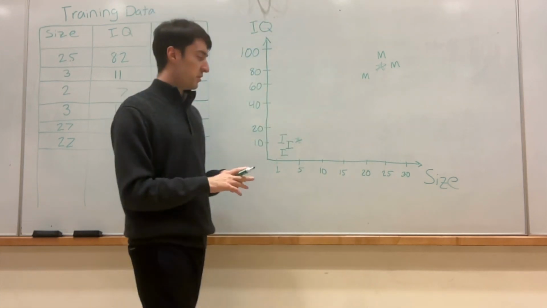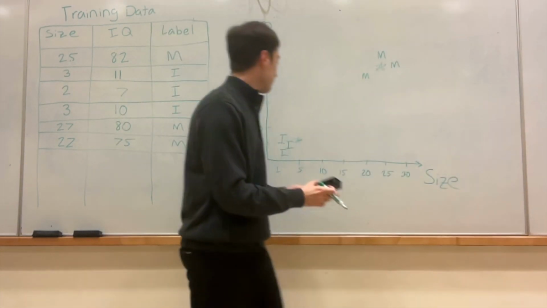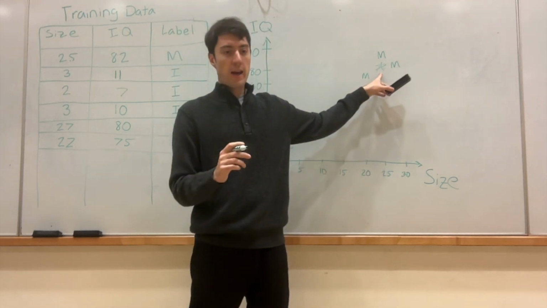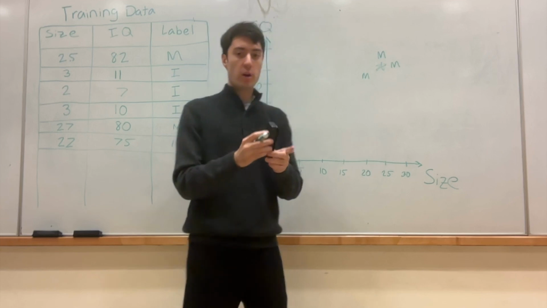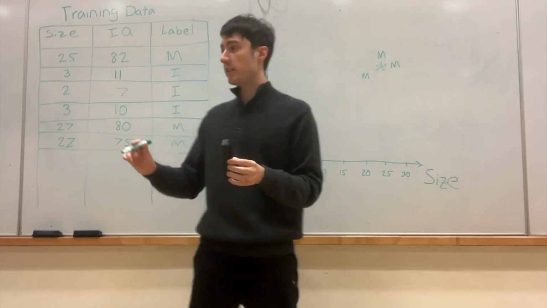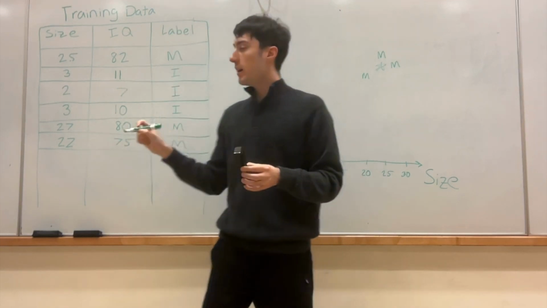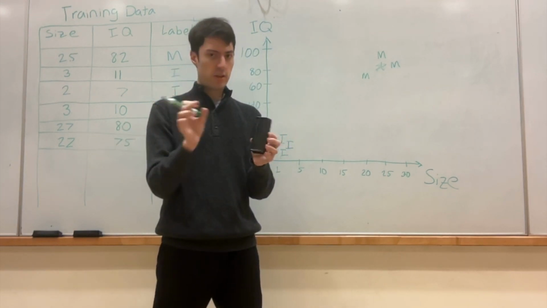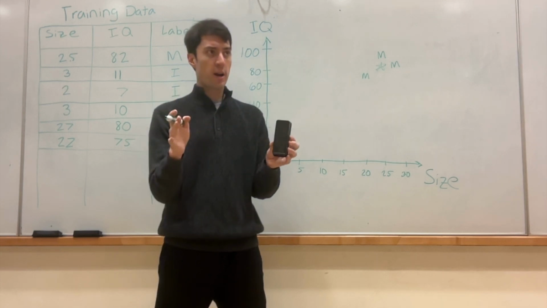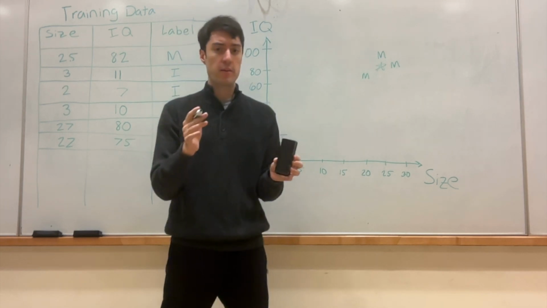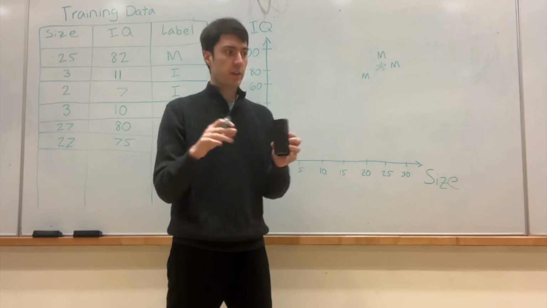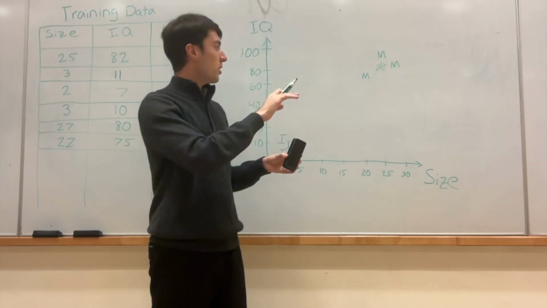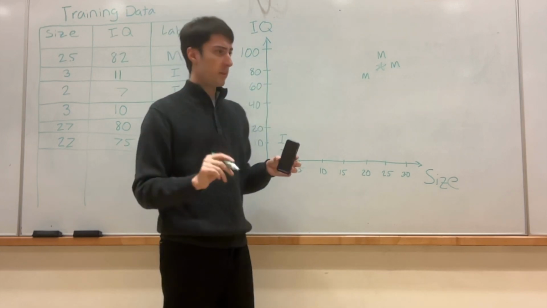What it does is, you are given a point, and the algorithm runs through all of your training data and finds the k nearest points. Now, k is a parameter which you get to choose. So k could be 1, k could be 2, k could be 3, k could be whatever you choose. But let's just say k equals 1 in this case.